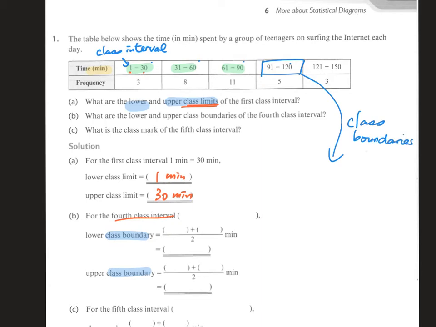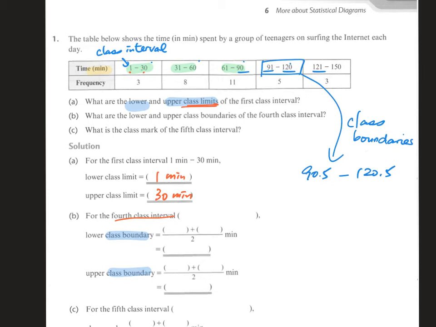okay, class boundaries. So 91 and 90, they should fill up the gap. So that's why we take 90.5. 120 and 121, so they should fill up the gap. So that's why it goes to 120.5. And so as a result, now we fill in the blanks for the fourth class interval.